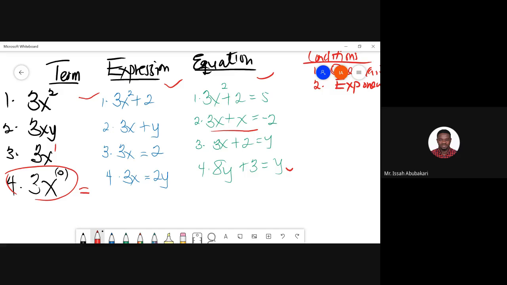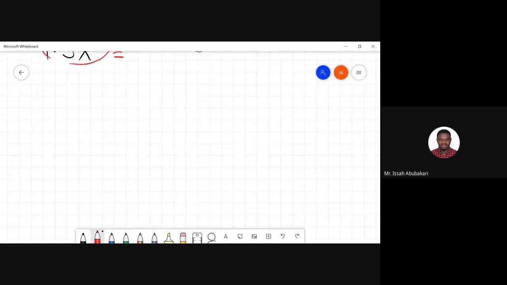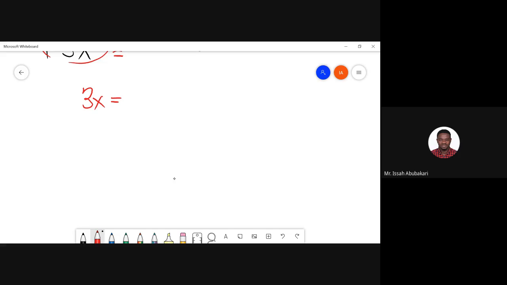Yes, any question? No. All right. Now let's move on to our solutions. We are going to look at 4 different types. The first type is equations with the letter on one side of the equal sign. Example of that question can be 3x is equal to 9.